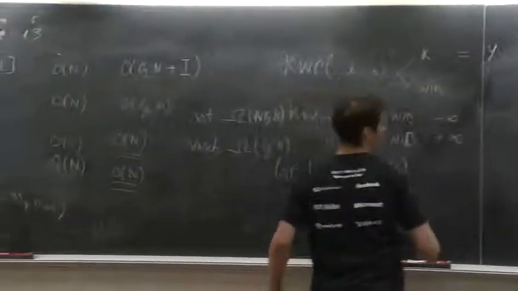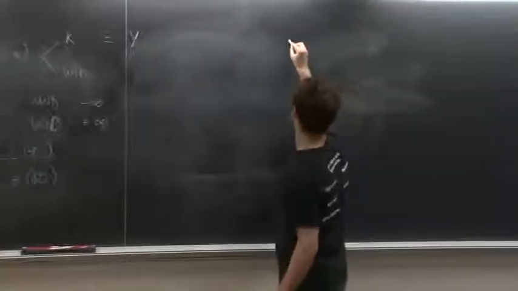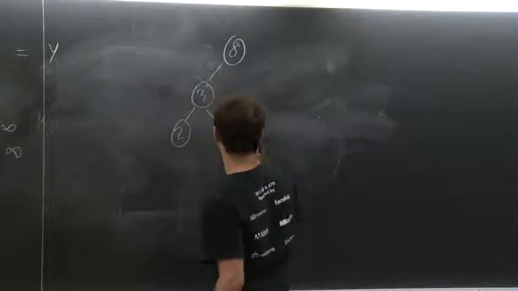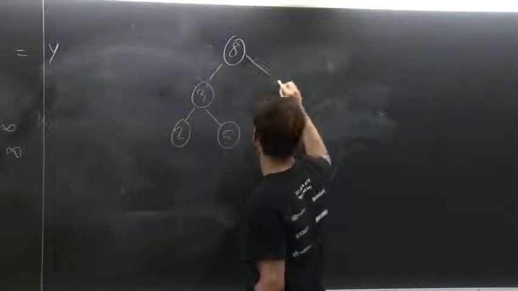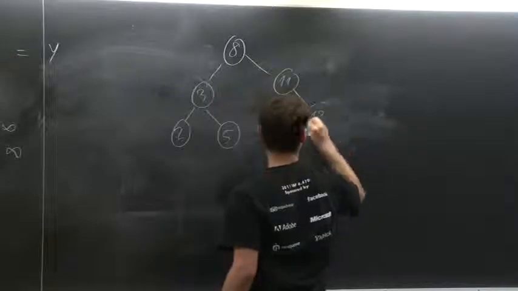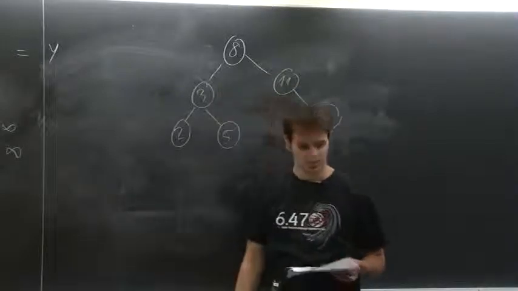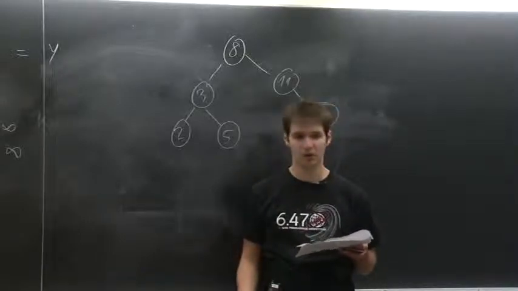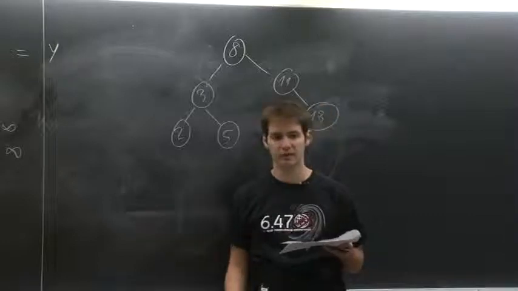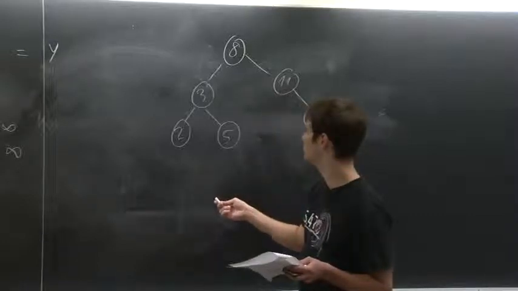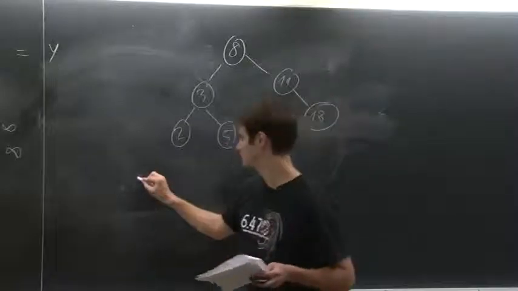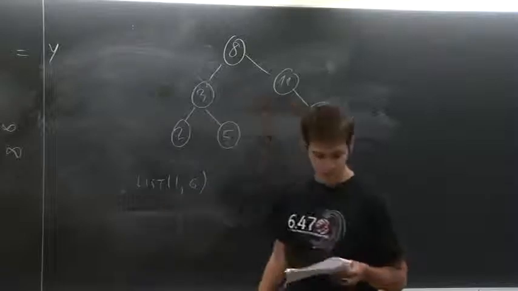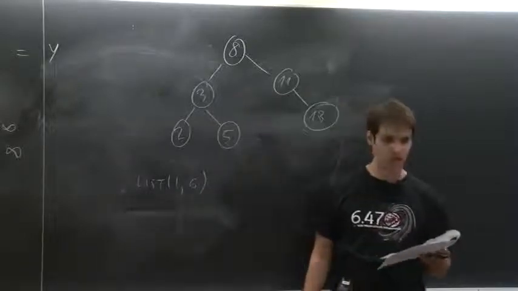So I'm going to put my keys in a BST. 8, 3, 2, 5. Okay, so list does two things, LCA and node list. Right? What's LCA? So suppose I want to list all the keys between 1 and 6. First, I'm going to call LCA and get some answer, and then I'm going to call node list.